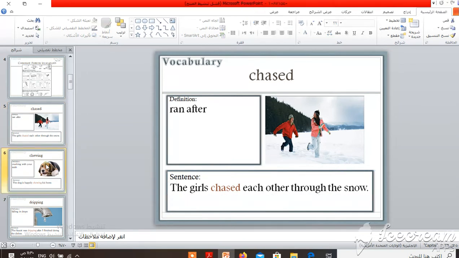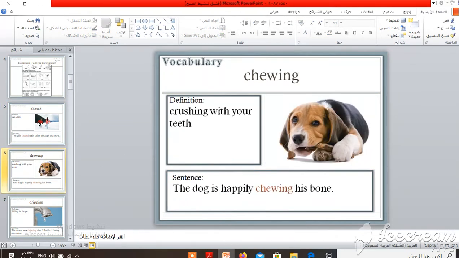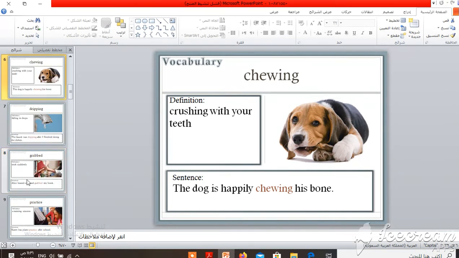What about the second word, which is chewing? What do you see here in the picture? Yes, the dog is chewing a bone. Chewing means you are crushing something with your teeth, crushing it so hard. So the dog is happily chewing his bone. Sometimes you are not chewing bones, obviously. You are chewing some type of food or meat or vegetables. So chewing is to move your jaw or your teeth to crush something.